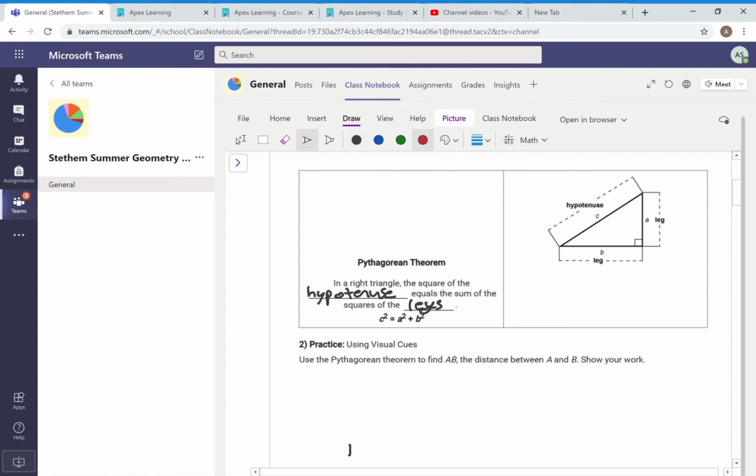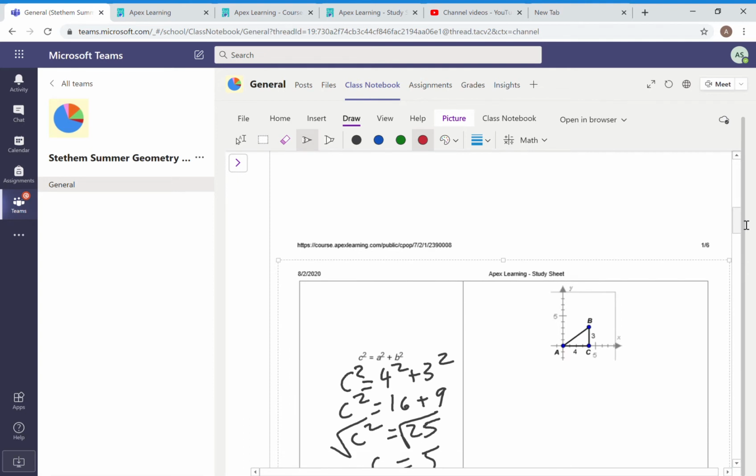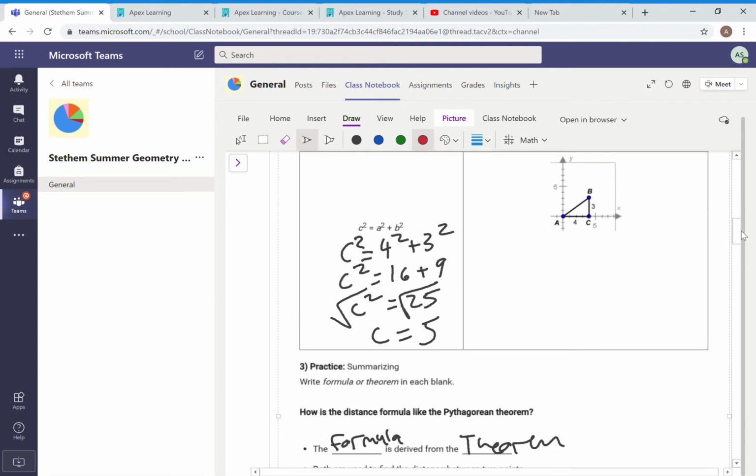It's where in a right triangle, the square of the hypotenuse equals the sum of the squares of the legs. So you remember we flipped it. It was a squared plus b squared equal to c squared, but they put the c in front. Same idea. We're going to use that same type of theorem and derive this distance formula. I just went ahead and did this. We've already done the Pythagorean theorem. You square your two numbers, and then you square root them, and you get your final answer.